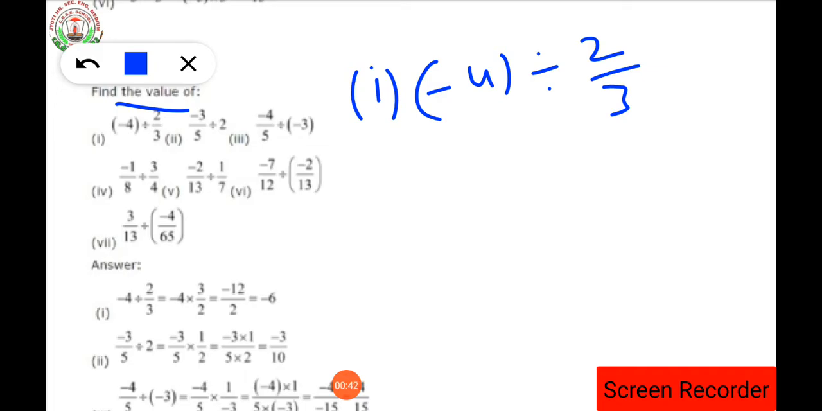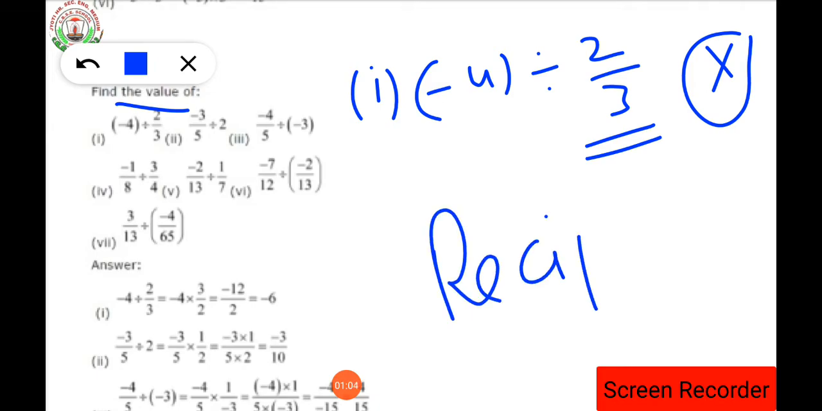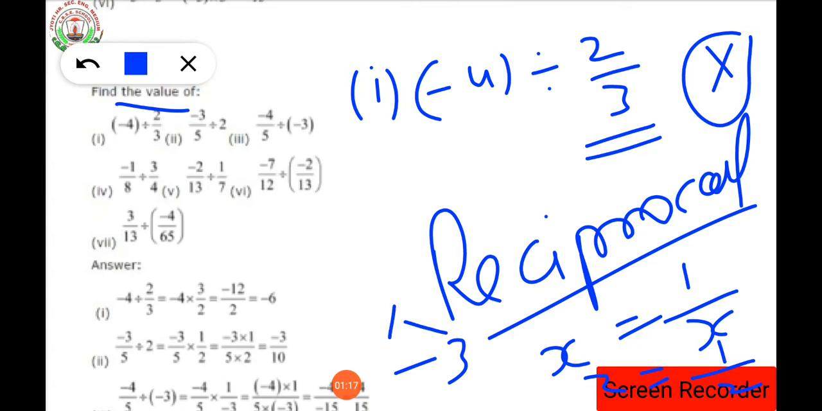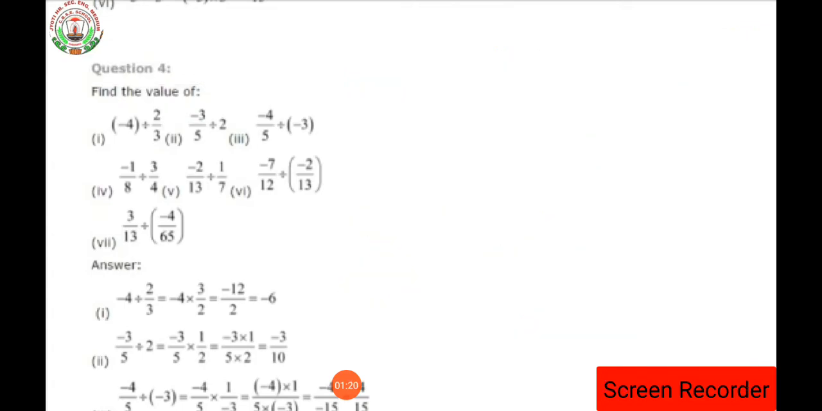Whenever a divide sign is given between two numbers, and we want to change that divide sign into a multiplication sign, what is required? The number on the right hand side, that is 2 by 3, will be reciprocated. Clear? What is the reciprocal of x? 1 by x. What is the reciprocal of 2? That is 1 by 2. What is the reciprocal of minus 3? That is minus 1 by 3. So in this way we have to solve.